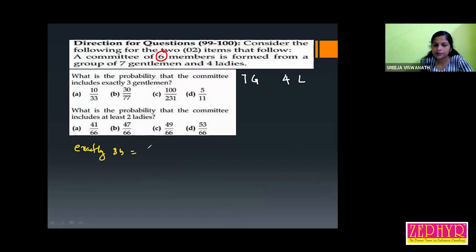Exactly 3 gents means we need to select 7C3 from 7 gents. And remaining 3 can be taken from the 4 ladies, 4C3. And this is the probability, so divided by total number of selection. Total there are 11 people. We need to form 6. That is 11C6. Now you can solve.